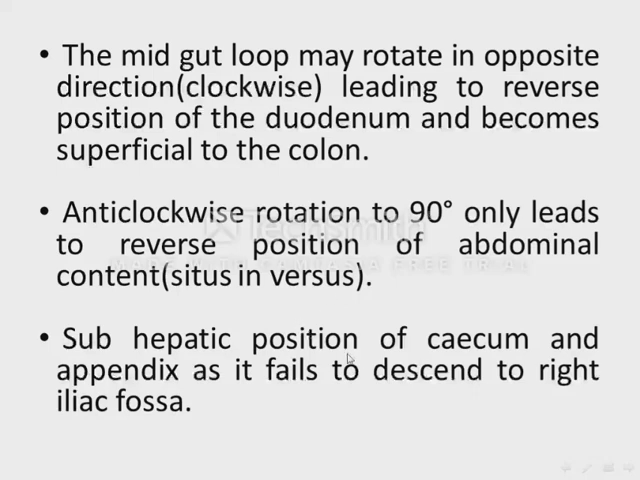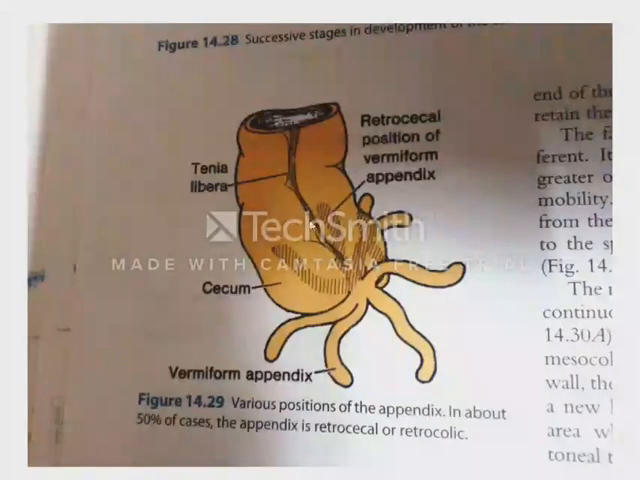Subhepatic position of the cecum: failure of descending into the right iliac fossa, so-called subhepatic position of the cecum and appendix. Various positions of the appendix. In about 50% of cases, the appendix is retrocecal or retrocolic, as shown in this figure. So 50% is retrocecal appendix.